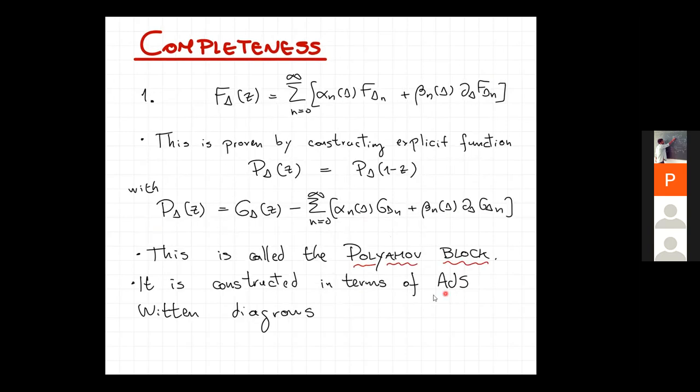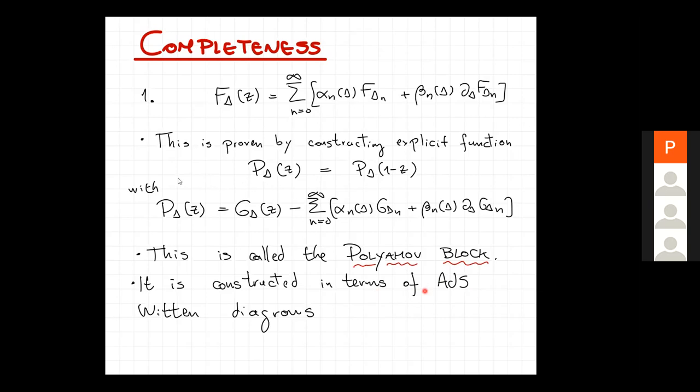The way that this is done is that we will construct an explicit function, this p delta of z. We will construct it such that it's crossing symmetric, and the conformal block decomposition of this function takes this form. So if we can construct this function, and if we can show that it's crossing symmetric, then you see that crossing symmetry of this function is exactly the first one. Because recall, the crossing vector is just the difference of the conformal block minus the block with 1 minus z. So what is this function? This function is called the Polyakov block. And the way that we can construct it is in terms of AdS Witten diagrams, for people who are familiar with AdS/CFT.